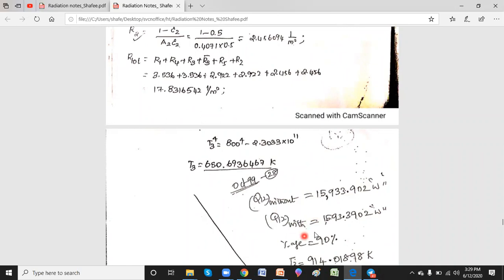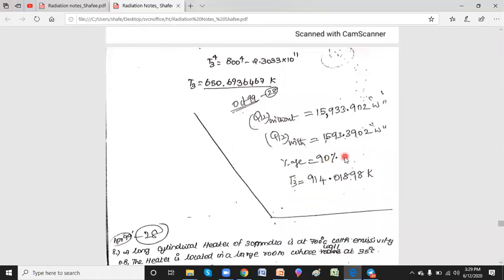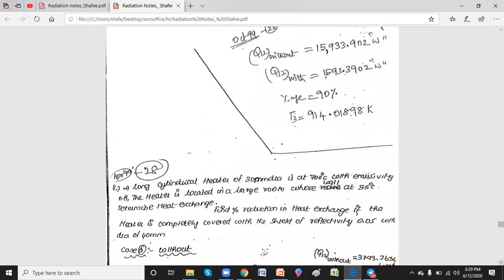So with the spherical wall in between, here it's 1593 watts. So you can see the percentage reduction because of adding one spherical wall is around 90%. And T3, in the similar manner, what I found out for the parallel planes, you can take it for cylindrical walls or spherical walls. Both are the same, and you can just use the same thing and you will find the solution. Okay, so hope you understood the problem.